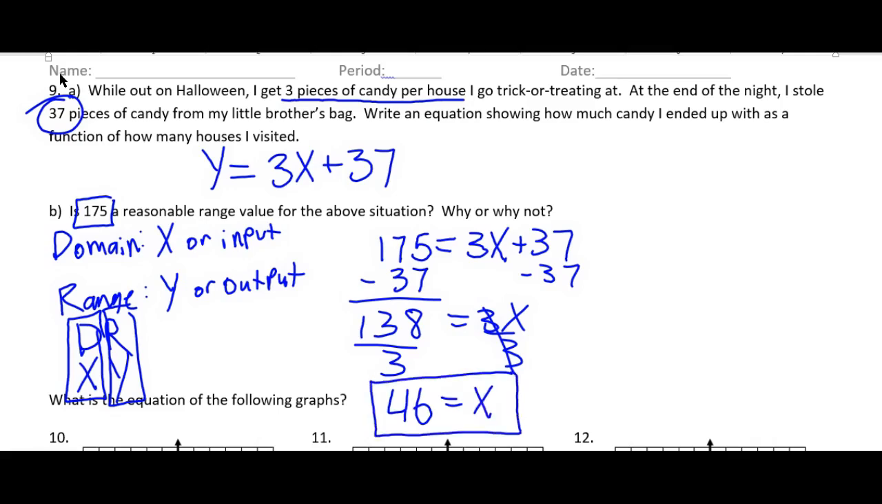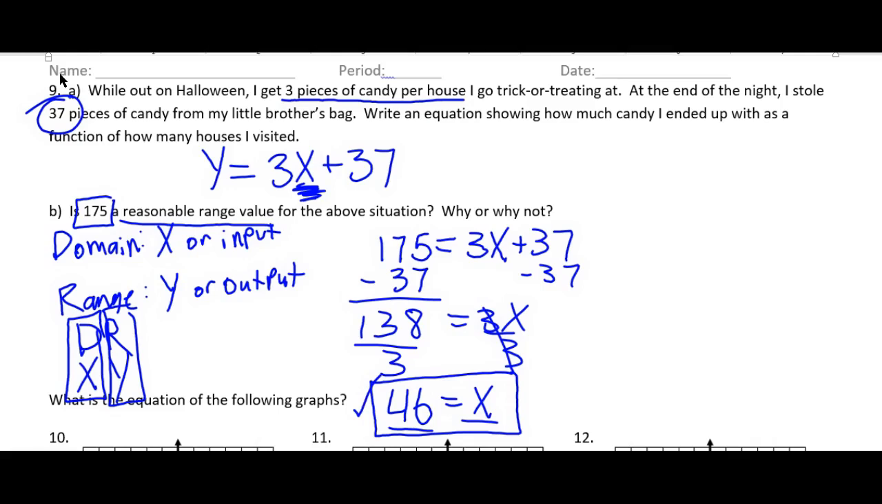So that is a domain value of x. When I plug in 46 to my input, 46 houses, I'm going to get 175 pieces of candy. So yes, this is a reasonable range value because that is doable there. I can go to 46 houses.